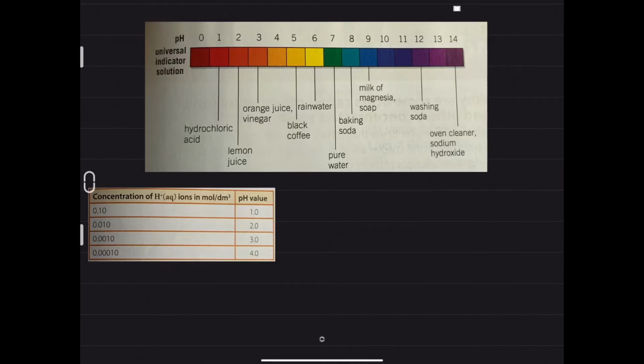Now moving on to the table below. This is showing the concentration of H plus ions and its corresponding pH value. I want you to study this table and quickly pick up on the pattern that's emerging as we either increase or decrease the concentration, let's say by a factor of 10. What is happening to the pH value? Just pause the video, study that table, and see if you can pick up on a pattern that's emerging as the pH value increases.